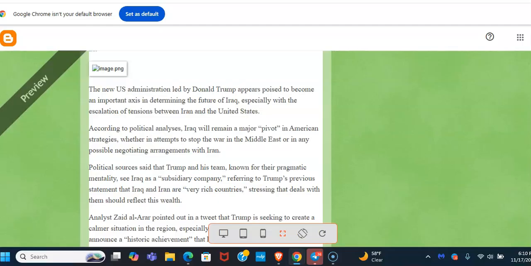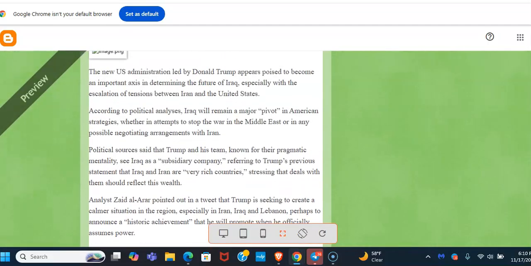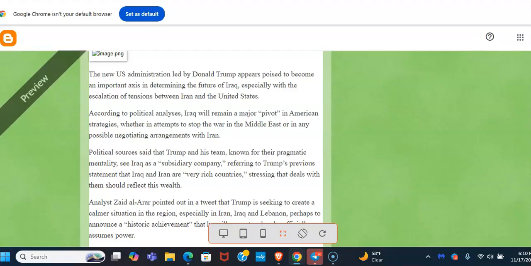Anyway, the T-Man appears poised to become an important axis in determining the future of Iraq, especially with the escalation of tensions between Iran and the U.S. Are there escalations? I don't know. But actually, this came out, no, I think it came out after Elon Musk and the Iranian ambassador had an hour-long meeting. I don't know, but I'm not going to go too deep into this. But you might want to read this.